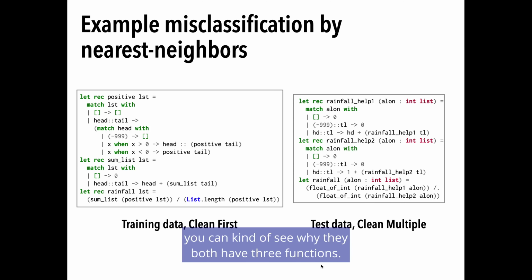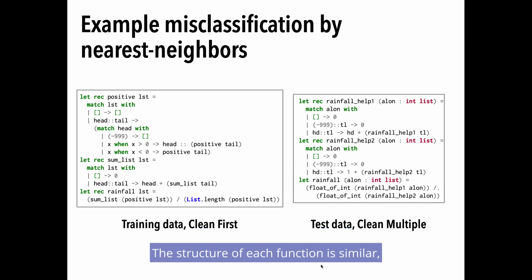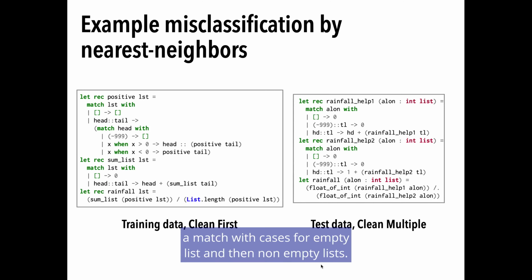And if you squint, you can kind of see why. They both have three functions. The structure of each function is similar, a match with cases for empty list and then non-empty list. But semantically, these two programs are very different. And so this is a good example of the limitations of a more syntactic approach to classification.